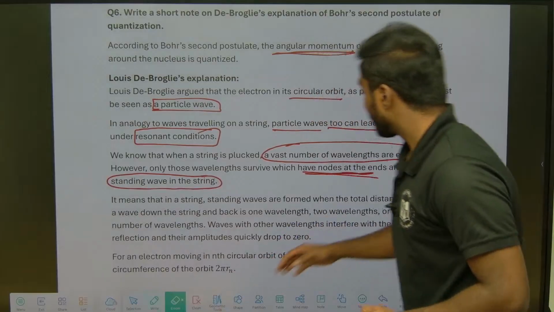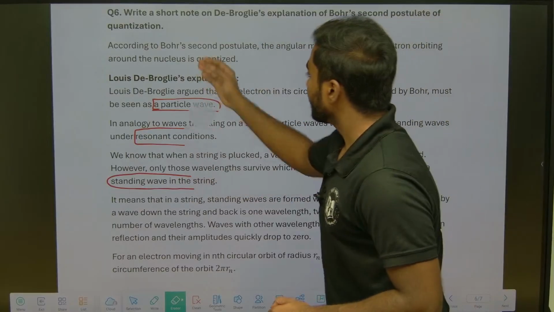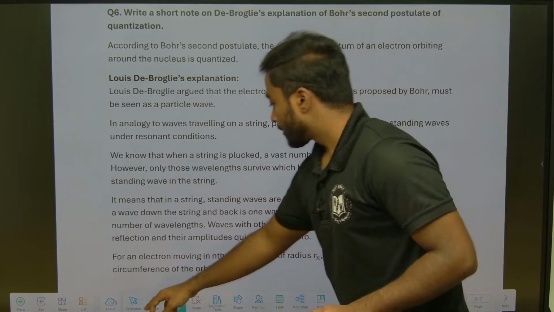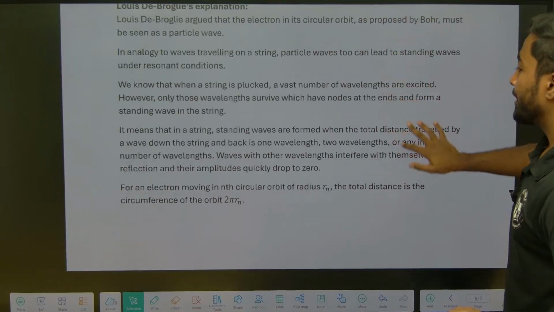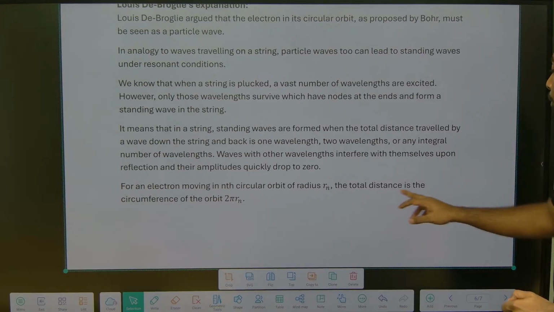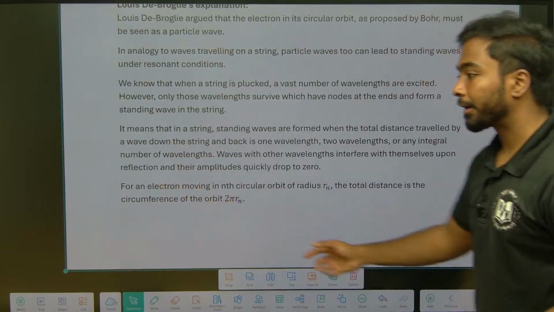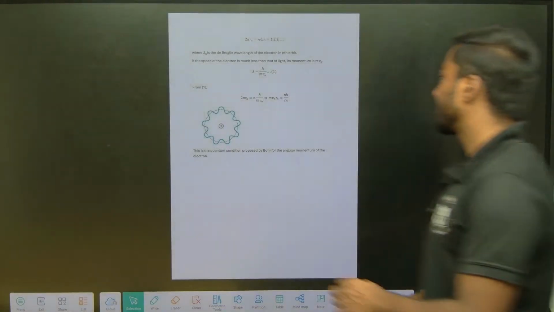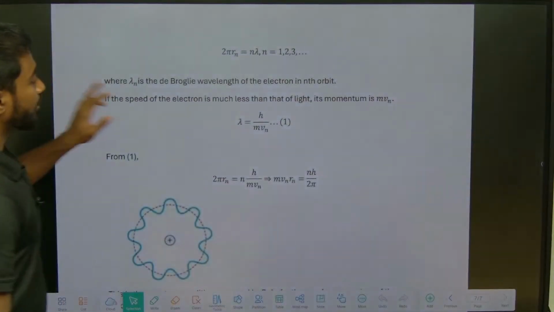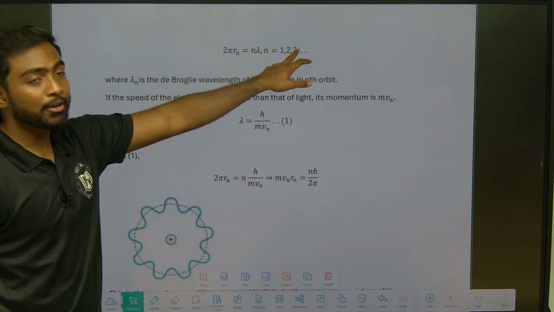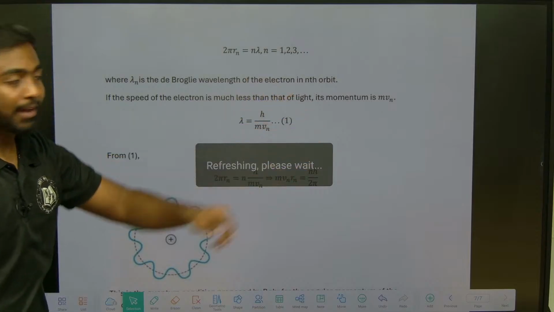I have marked the points, you can take those as the important points. For an electron moving in the nth circular orbit, the total distance, the circumference, is 2 pi rn. The condition is 2 pi rn equals n lambda, where n is 1, 2, 3 and so on, and lambda is the de Broglie wavelength of the electron in the nth orbit.